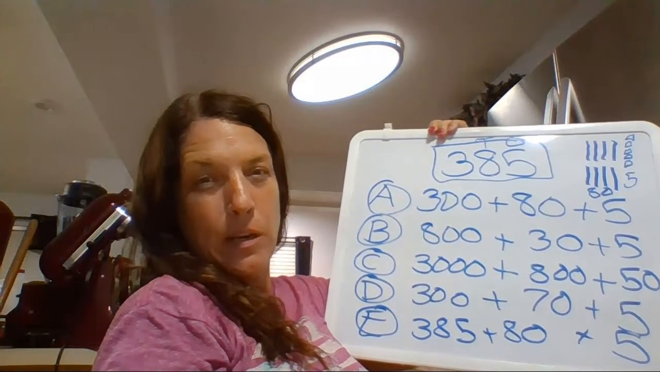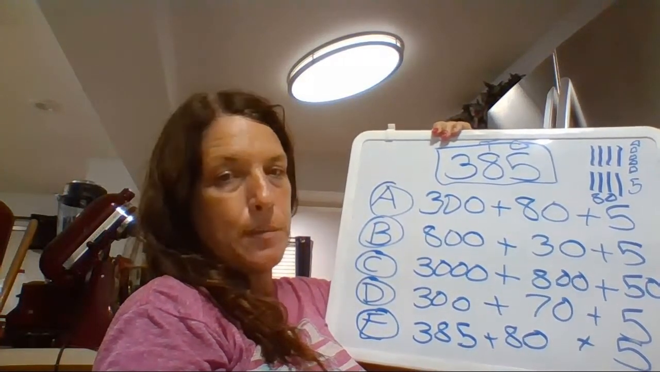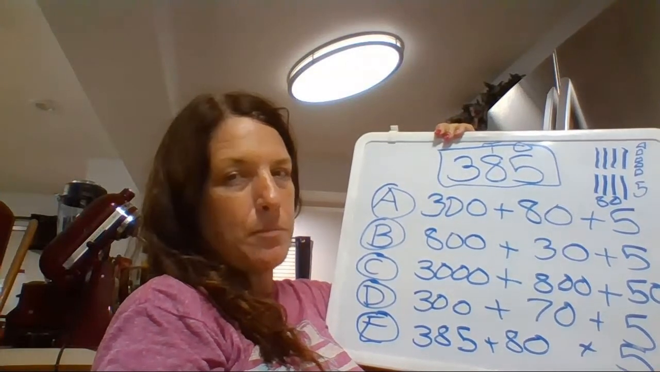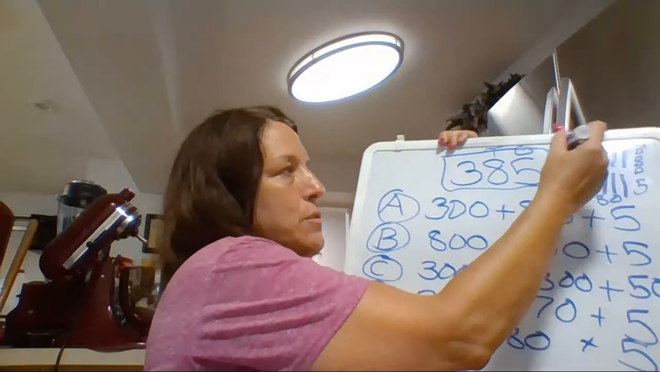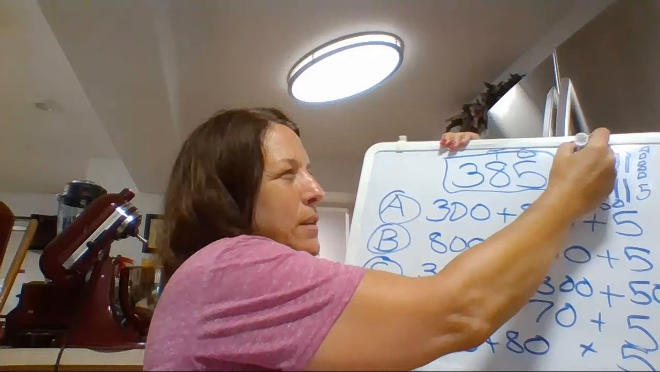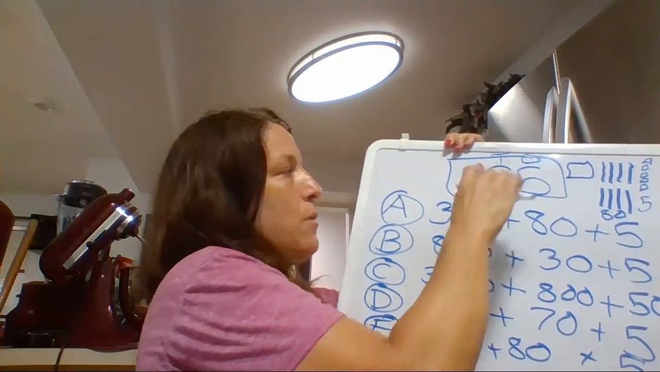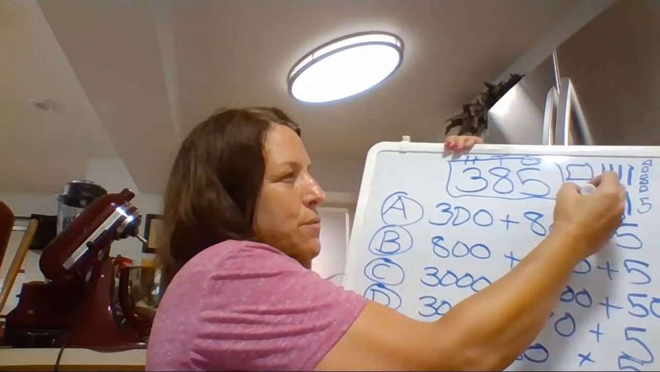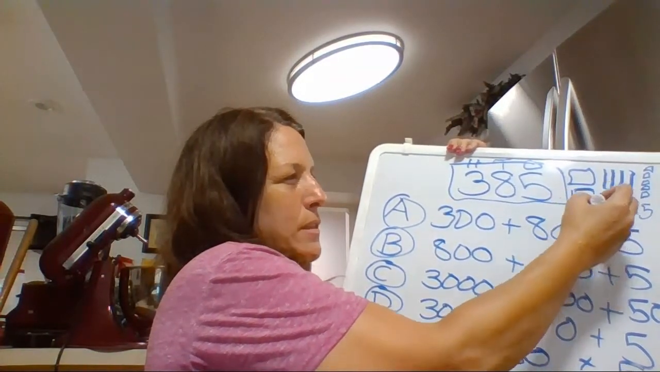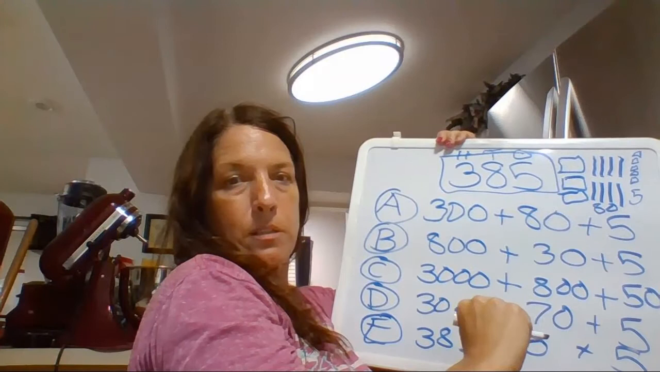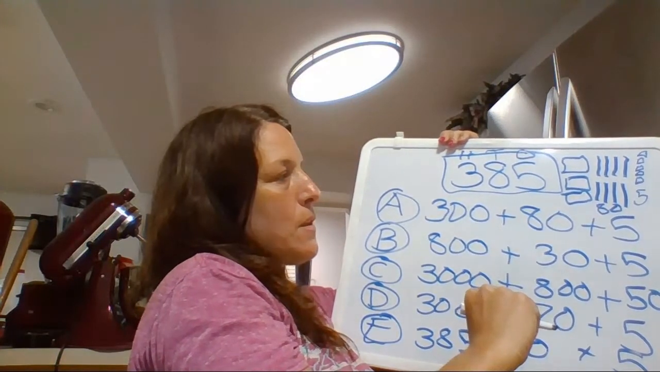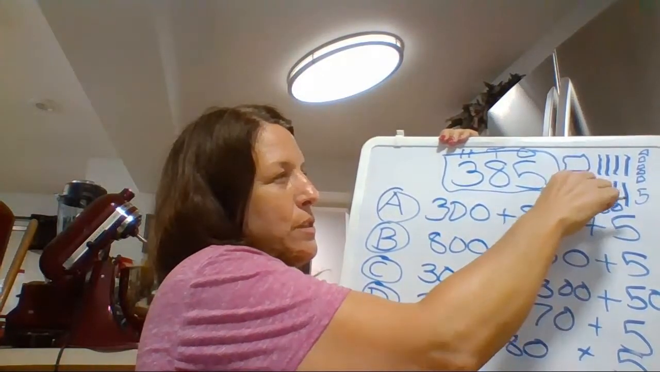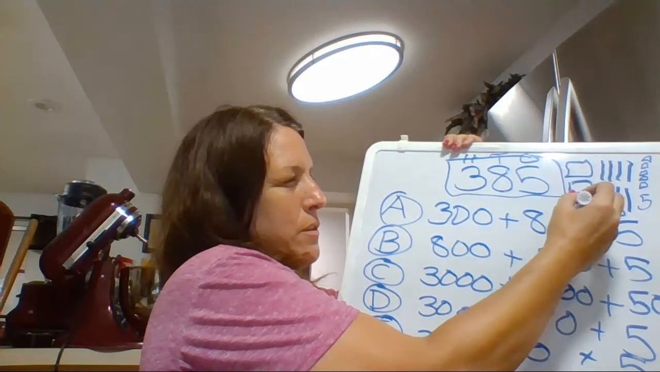Now, we haven't done a whole lot with hundreds blocks, but I know you've seen them on iReady, and I've shown them to you a couple times. So a hundreds block is a flat, big block like this, okay? We have 3 hundreds. So you would have 3 hundreds blocks if you were building this number with place value blocks. That would be 100, 200, 300.